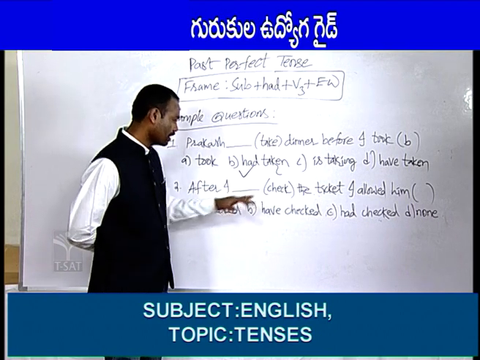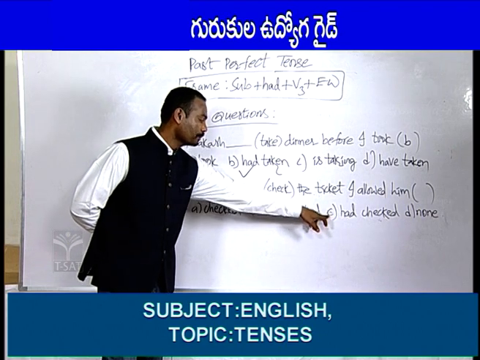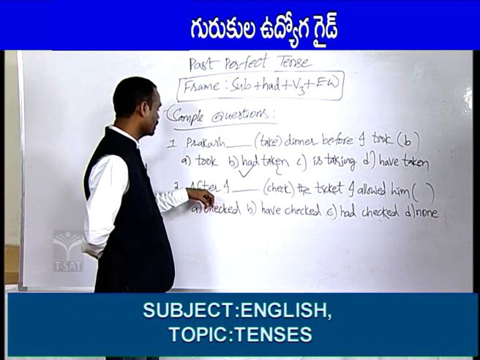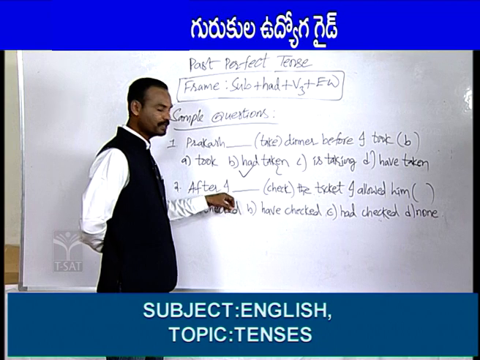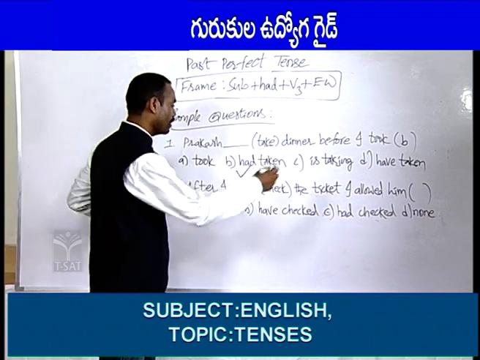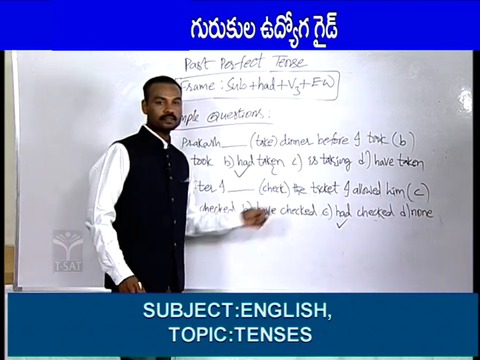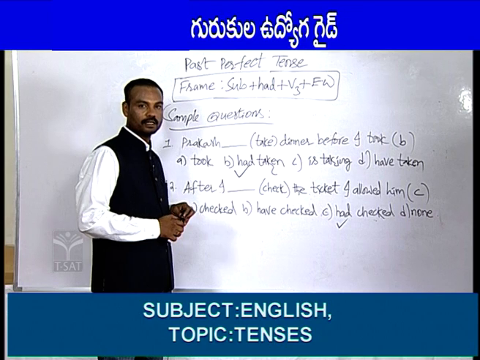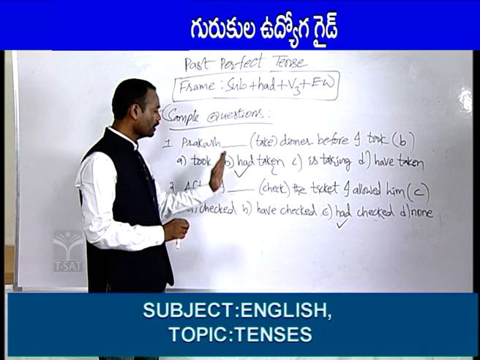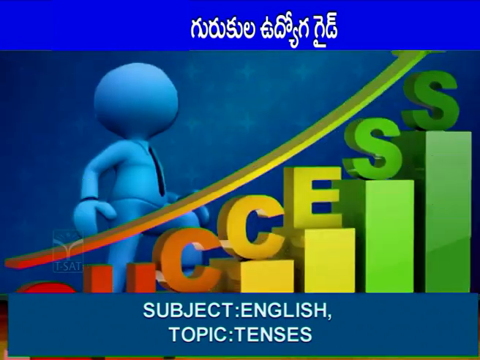Option A, let's see the answers. Option A, checked. Option B, have checked. Option C, had checked. Yes, this is the answer. Whatever the subject it is there, for any subject, that is the only answer, whether it is a singular subject or plural subject. So answer is C. So friends, like this, from past perfect tense, questions will be given. These are the two most important sample questions of past perfect tense.